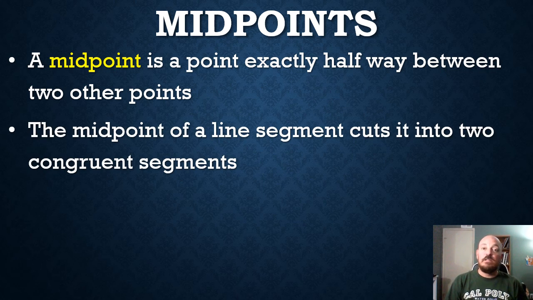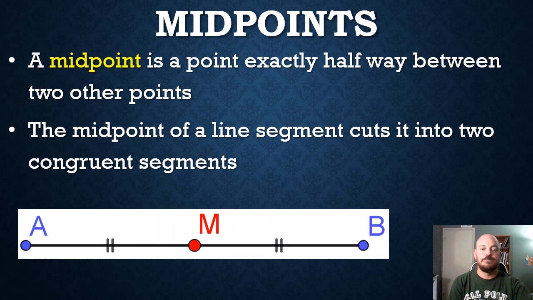So if you're talking about a line segment and you find its midpoint, it's going to cut it into two congruent segments. Remember, if you cut something exactly in half, you're cutting it into two equal pieces. And for line segments, for shapes, we don't say equal, we say congruent. So you're cutting it into two exactly the same congruent line segments.